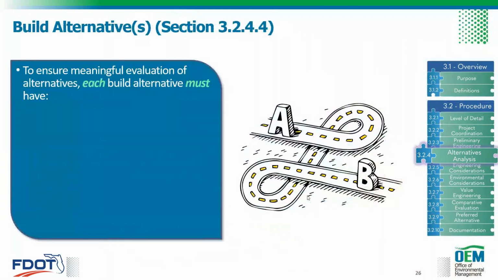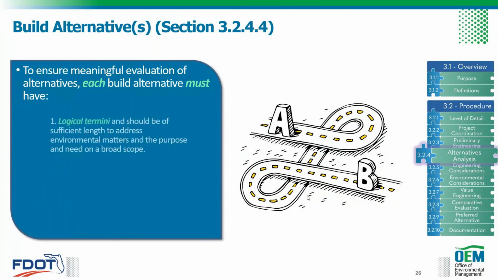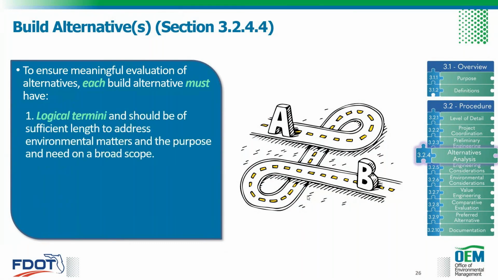Next up is the build alternatives. There's a few key points before you develop your build alternatives that you need to keep in mind. To ensure the meaningful evaluation of build alternatives, each build alternative must have logical termini and should be of sufficient length to address the environmental matters and the purpose and need on a broad scope. So this means that your start and end points for the project need to make sense, or for the alternative.